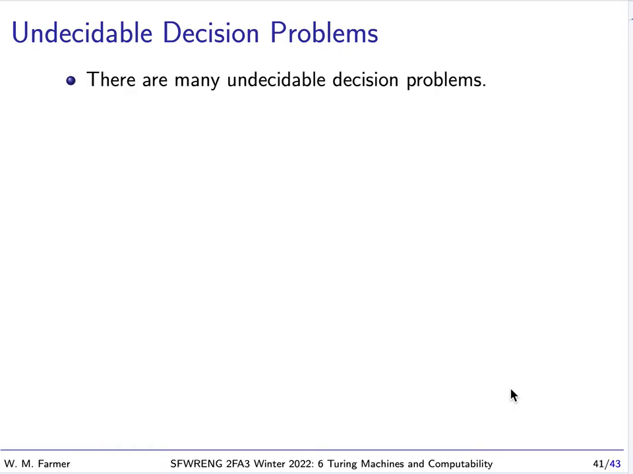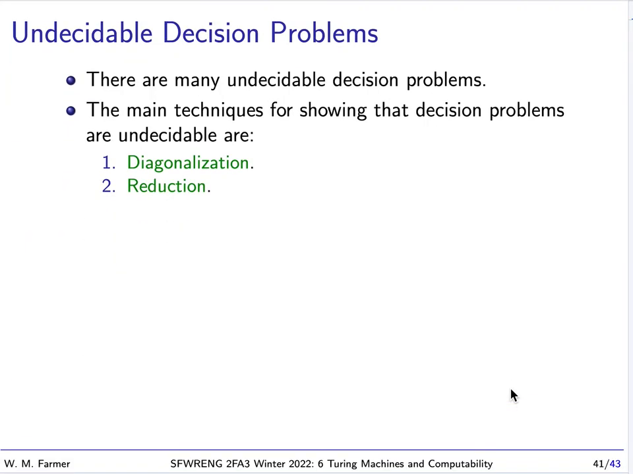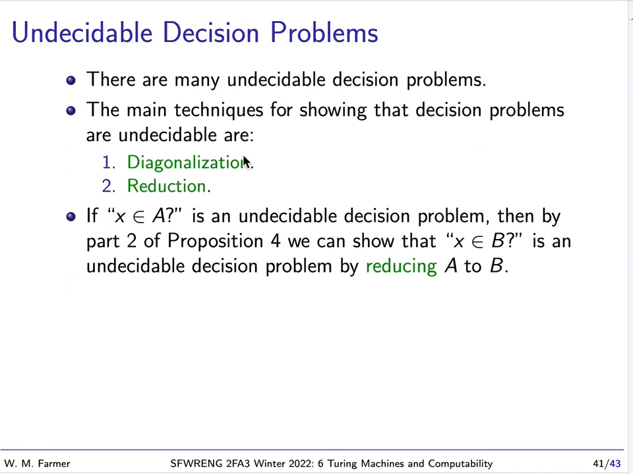Now, there are many undecidable decision problems. They're not rare, they're quite common. And there's two techniques for showing that decision problems are undecidable. There's diagonalization and there's reduction. We've already seen how diagonalization works. We showed that the halting problem is undecidable. So if x is a member of A is an undecidable decision problem, then by part 2 of proposition 4, we can show that x is a member of B is an undecidable decision problem by reducing A to B.